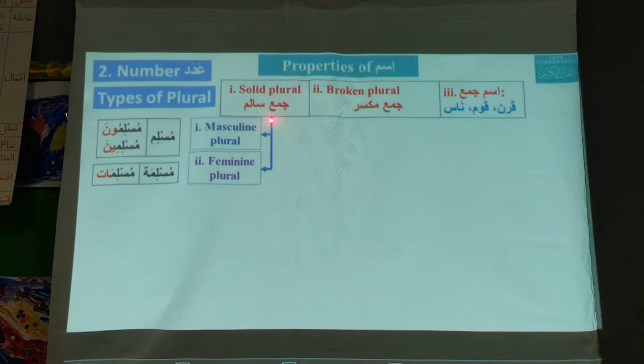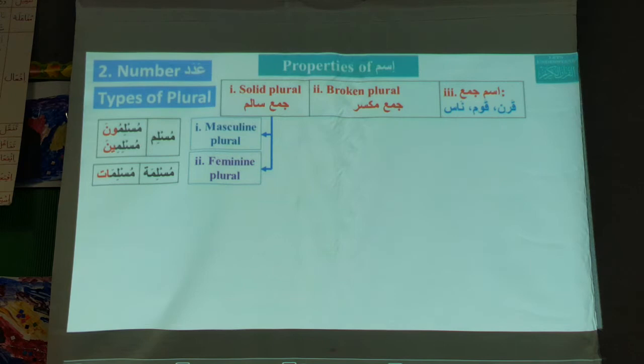Similarly, if I say Kafir, what should be the plural? Kafirun, Kafirin. And the feminine is Kafira. What should be the plural? Kafirat. Mu'min, Mu'minun, Mu'minin. And what is the feminine? Mu'mina. And what would be the plural? Mu'minat. So this is the solid plural. The indication for solid plural is that it has una or ina at the end, or atun, atin at the end. Okay? So this is called solid plural.